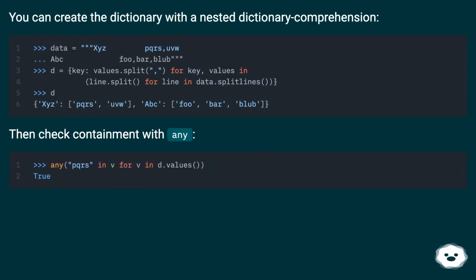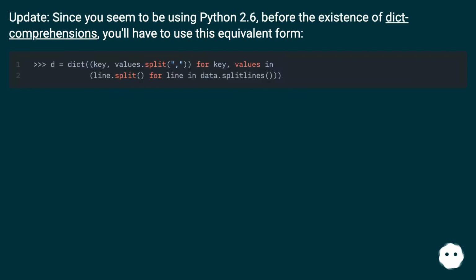You can create the dictionary with a nested dictionary comprehension. Then check containment with any. Update. Since you seem to be using Python 2.6, before the existence of dict comprehensions, you'll have to use this equivalent form.